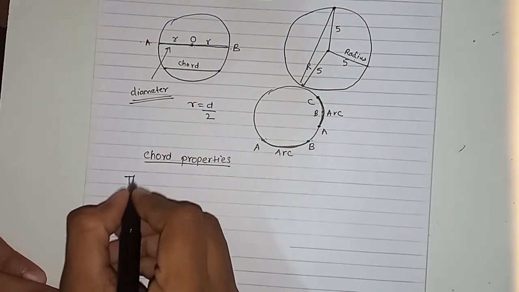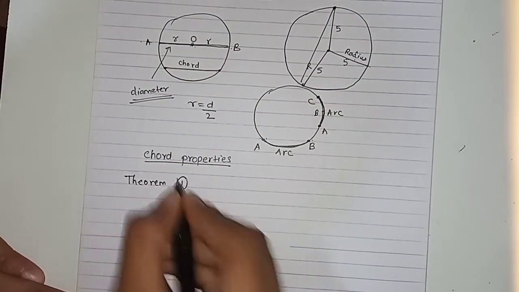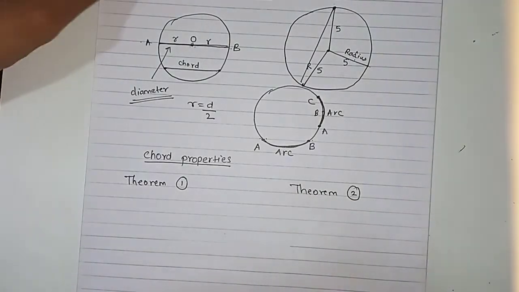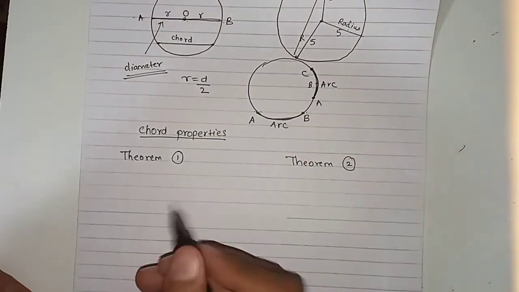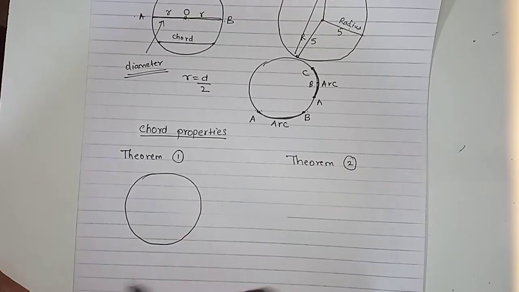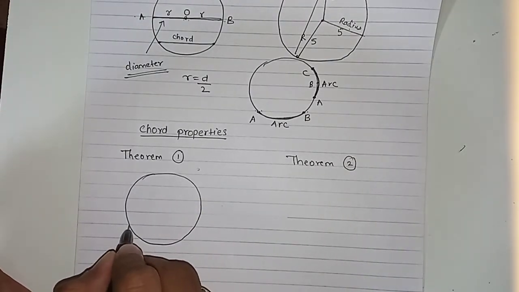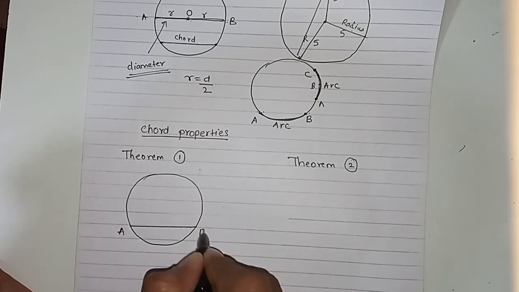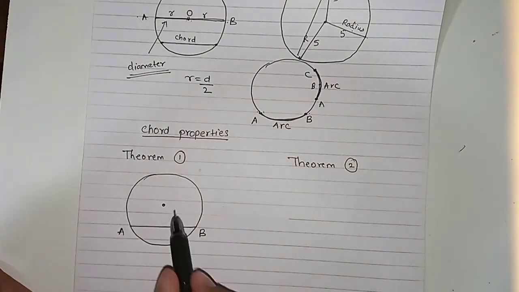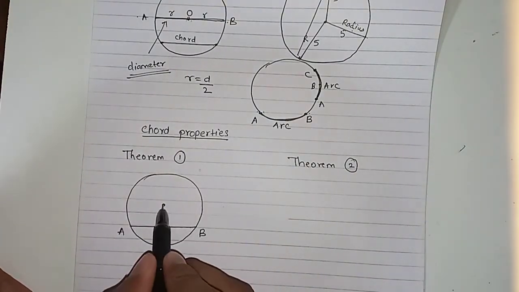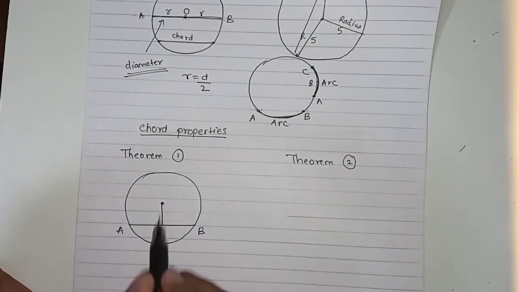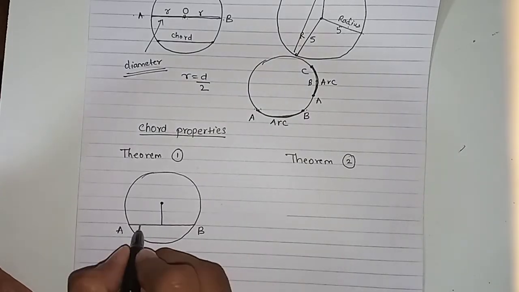Now, theorem 1. Theorem 2. Theorem 1 and theorem 2 are related to each other. What are they? Let's understand. In a circle, if I draw a chord, let's say this is a chord AB. This is the center of the circle. From the center of the circle, if I draw a line which divides this chord into equal parts.